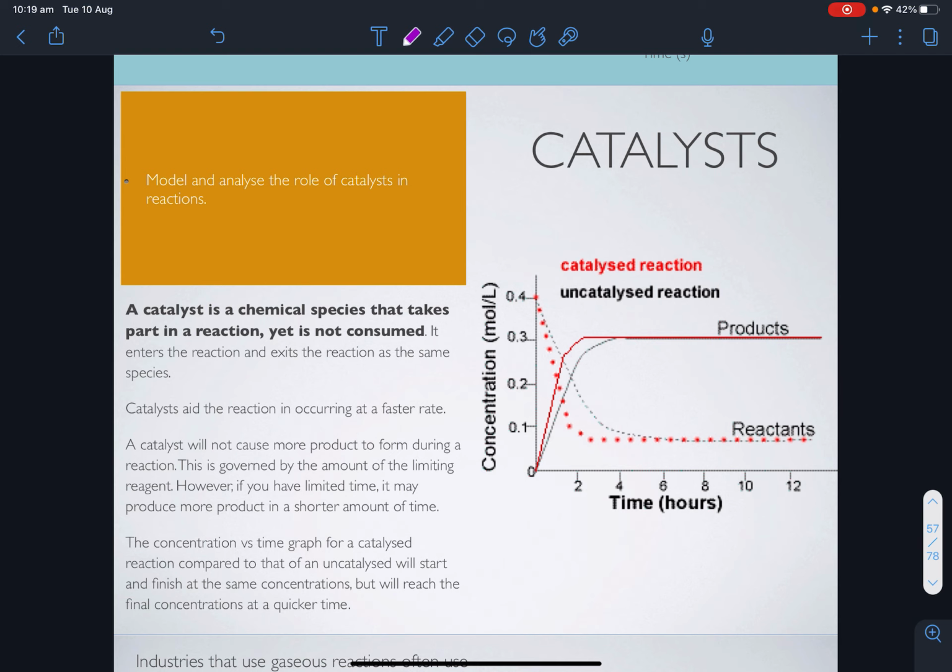So reactions with catalyst occur quicker, but it doesn't change anything else about the reaction, okay? It just speeds up the reaction. So look at our graph here. We've got a concentration versus time. Notice that the catalyzed reaction is in red and the uncatalyzed is in black. And you can see that the black is shallower than the red. So the catalyst increases the rate of reaction. Okay? Doesn't change the amount of products or reactants that are forming overall. It just increases the rate.